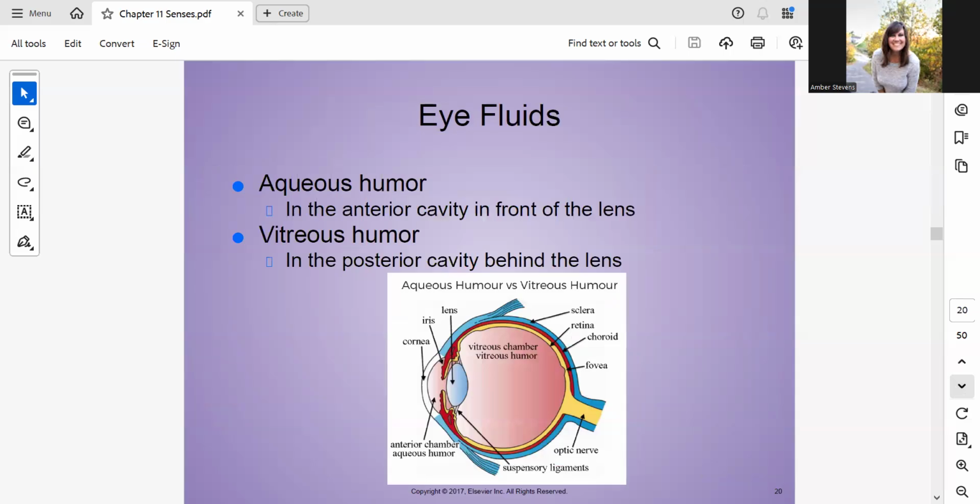All right, so the eye does contain two fluid-filled compartments, the aqueous humor, which is in the anterior segment, and the vitreous humor, which is in the posterior segment. And these fluids help to maintain the eye's shape and provide nutrients to the internal structures. Any imbalances in the fluid pressure can lead to conditions like glaucoma.